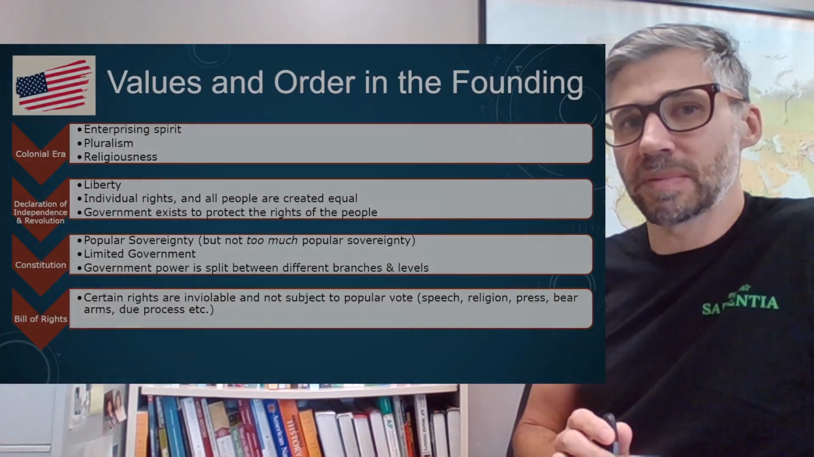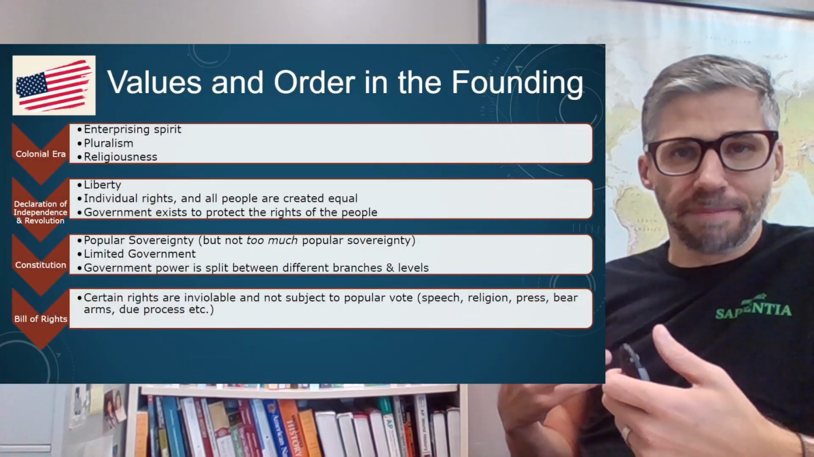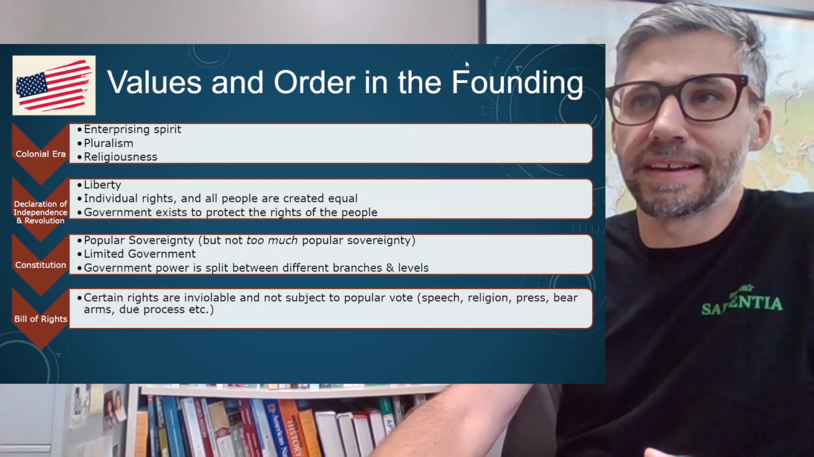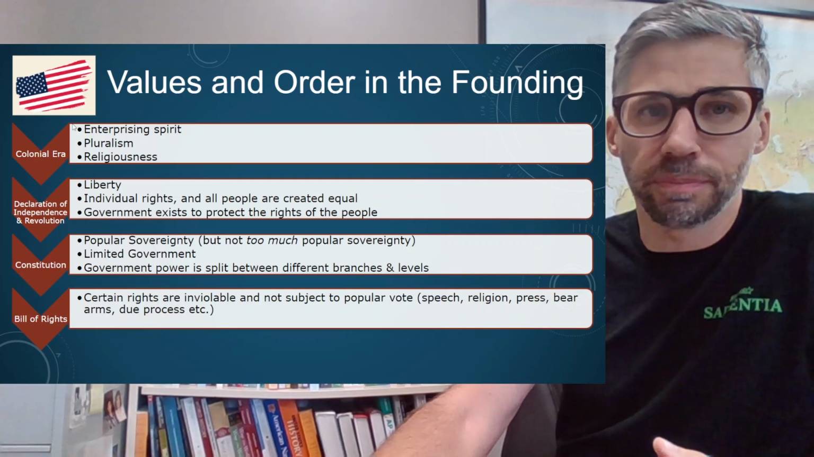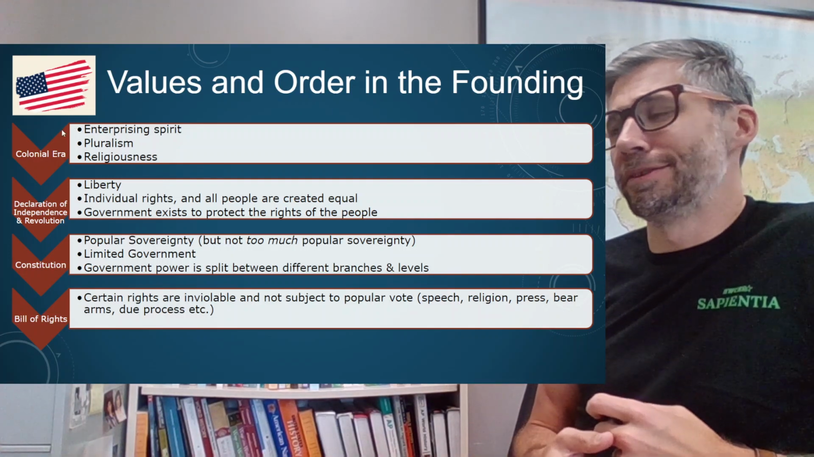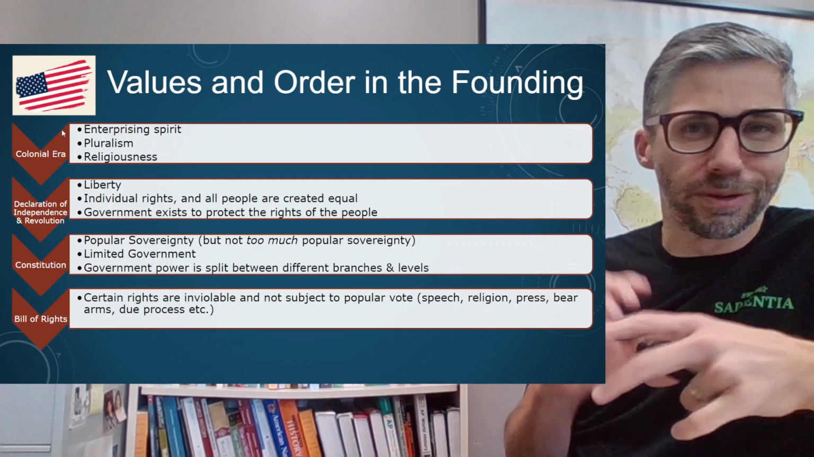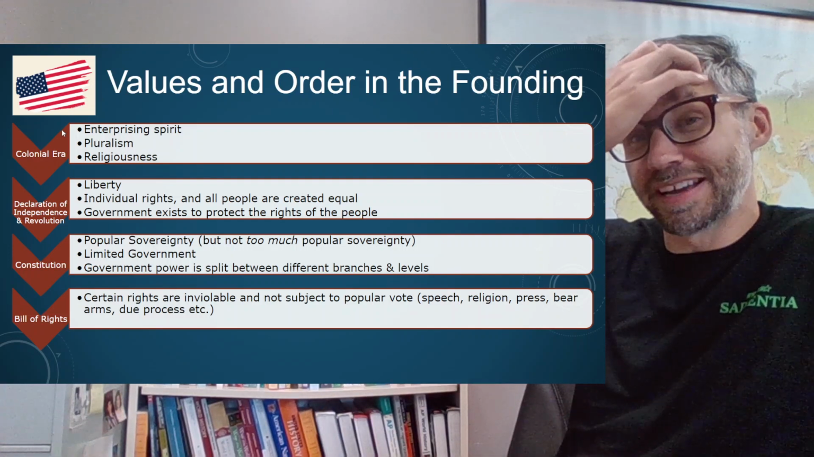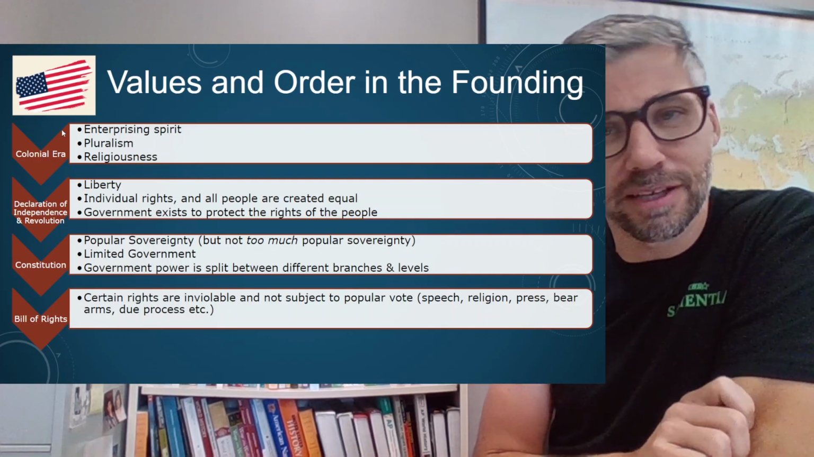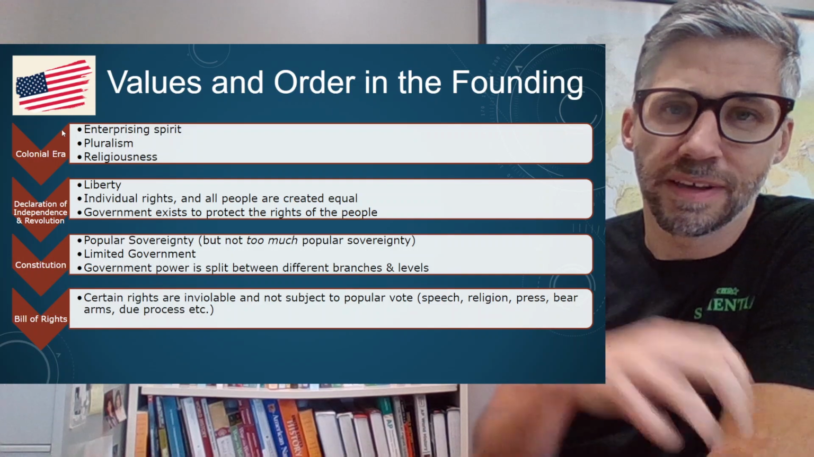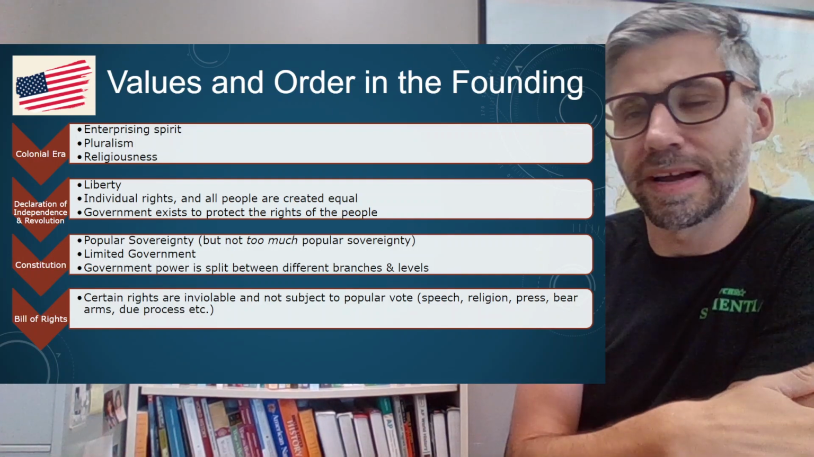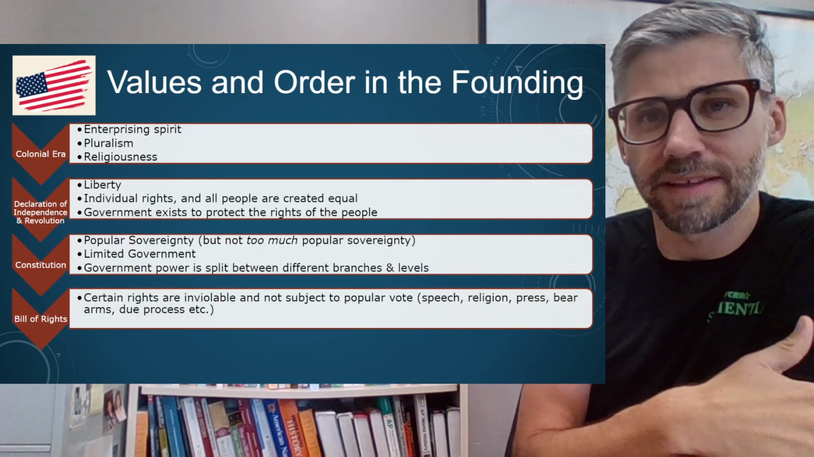Okay. So when we step back and think on this country that's been established and being created, we see a nation that has emerged in the colonial period. We talked about the enterprising spirit of the colonists, the weird diversity and pluralism that emerges during that time, and the peculiar religiousness of some of the early colonists. The Declaration of Independence and the American Revolution established the primacy of the rights of liberty, individual human rights, and that the purpose of government is to protect those rights.